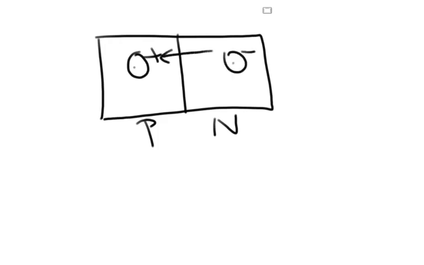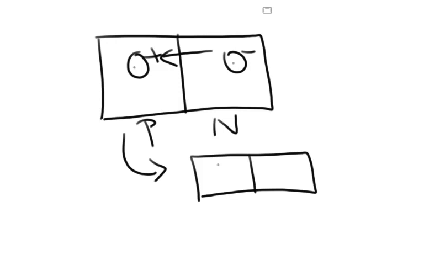Now consider electrons moving from N to P region. So this is the P region, this is the N region. Now consider this electron moving towards this side. Now the story is similar. We get a negative ion. This is the way it works.